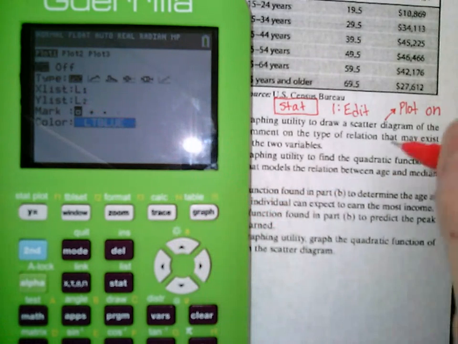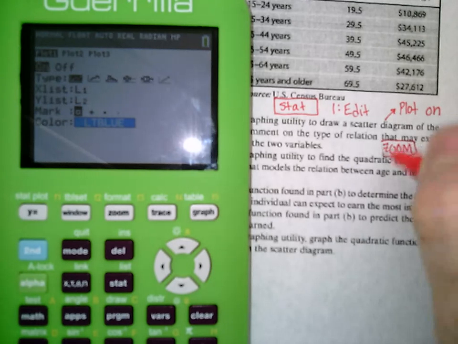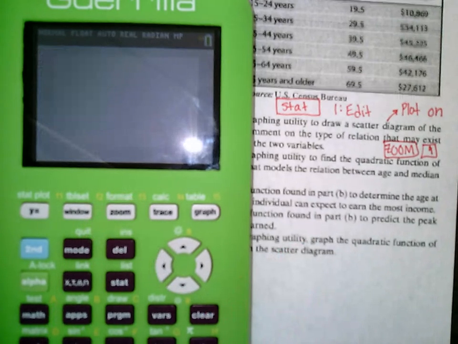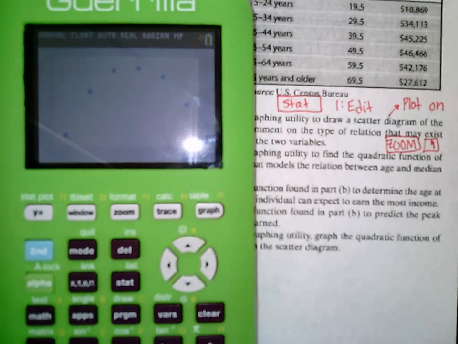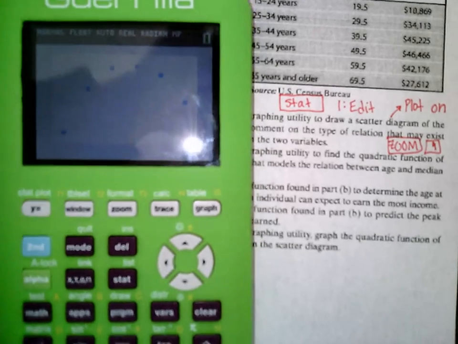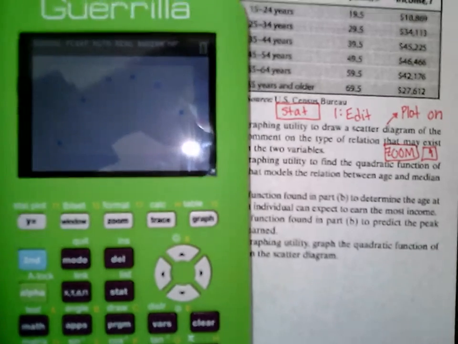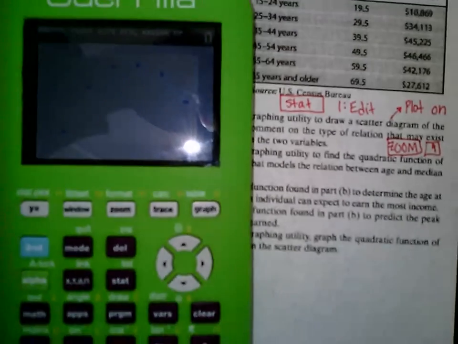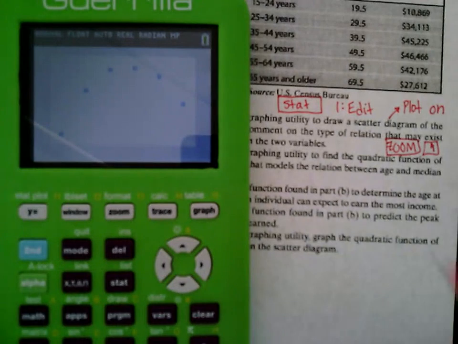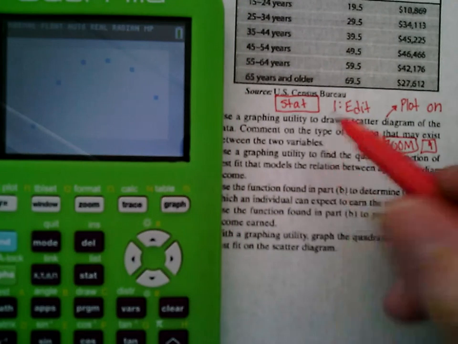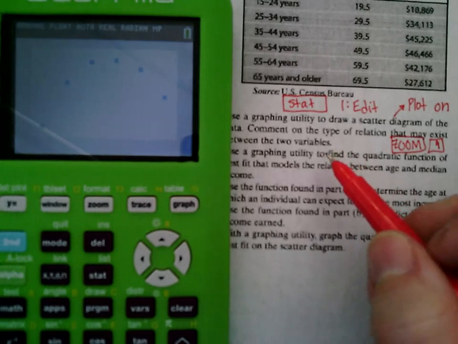And then we do zoom number 9. So zoom number 9. And here's my data. It sure looks like it is going to be a quadratic or a parabola. There we go. So comment on the type of relation that may exist. I think that it is quadratic in nature.